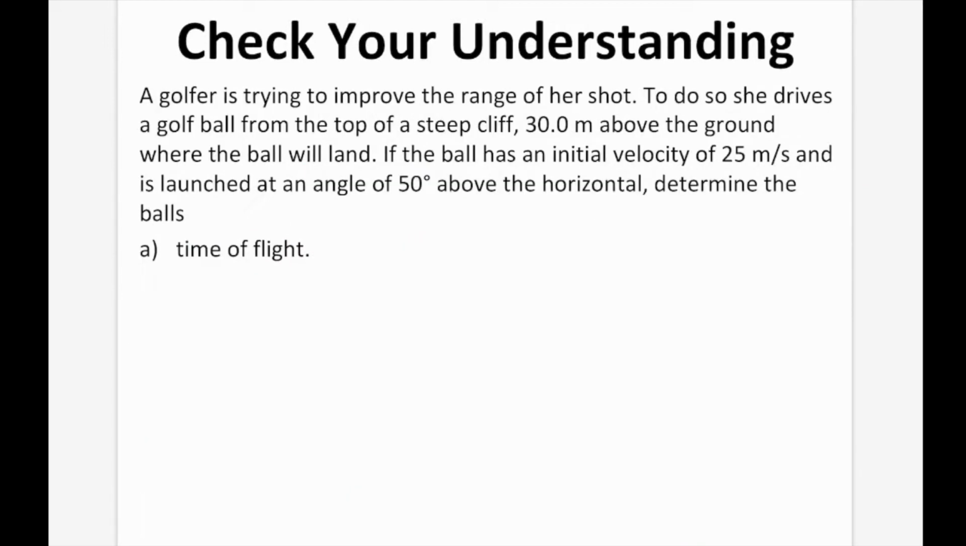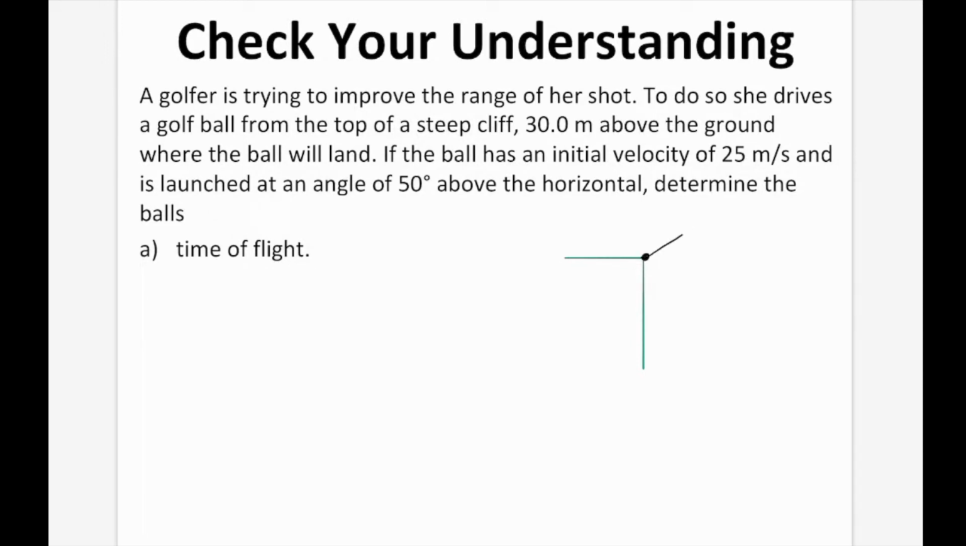A golfer is trying to improve the range of her shot. To do so, she drives a golf ball from the top of a steep cliff 30 meters above the ground where the ball will land. So let's draw that out first. So we got our cliff, and we're going to take our ball, and we're going to shoot it from right here.